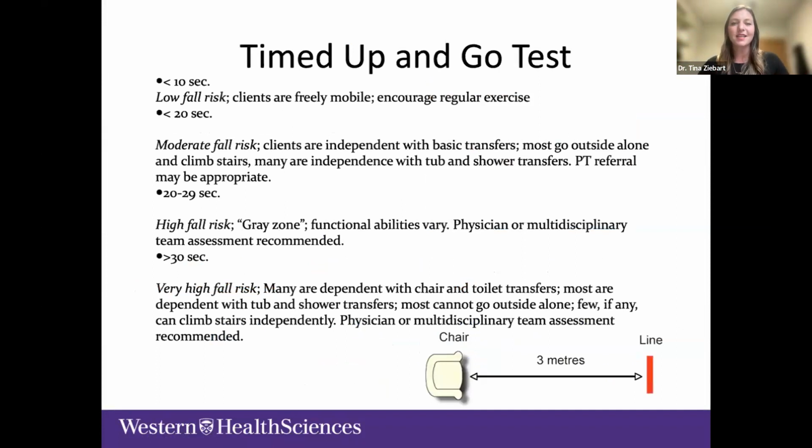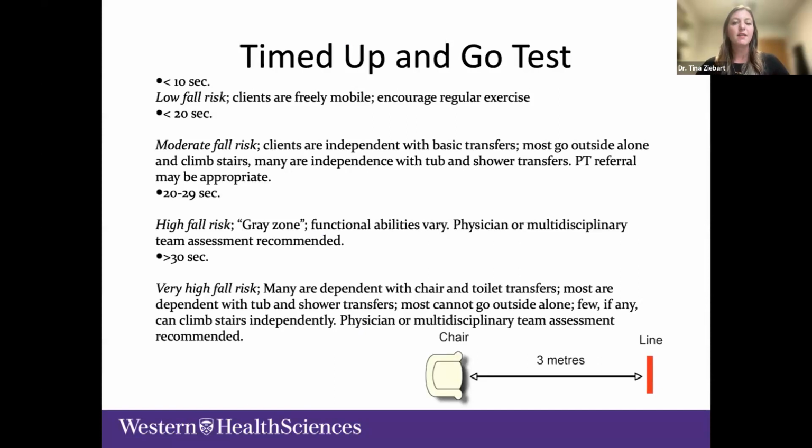The timed up and go test is a really common test for screening for falls, and it's a great one because it's also a bit of a composite measure. So we're looking at lower extremity strength because they stand up from a chair, they walk 3 meters around a line or a pylon sometimes, and then they sit back down again. So we're also looking at changing direction and obstacle avoidance, which are all factors that can contribute to falls.